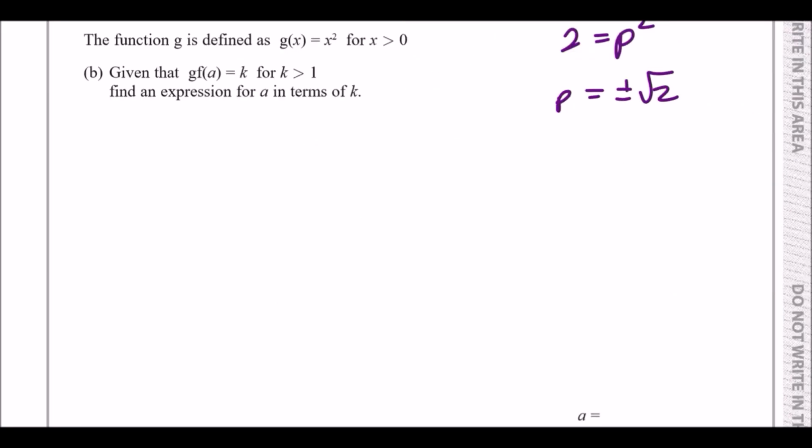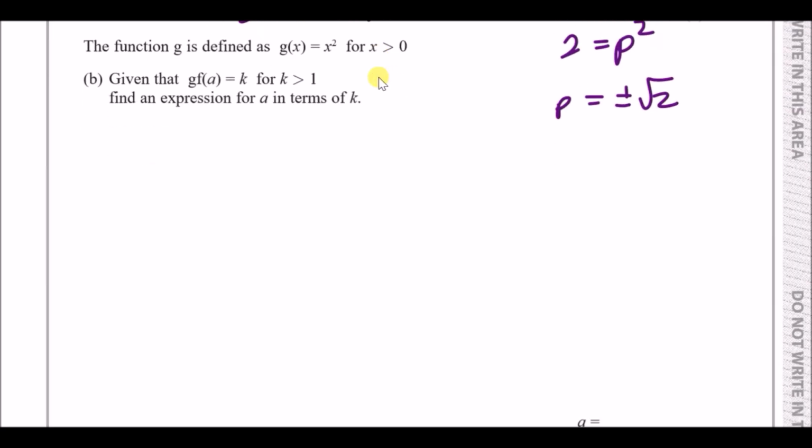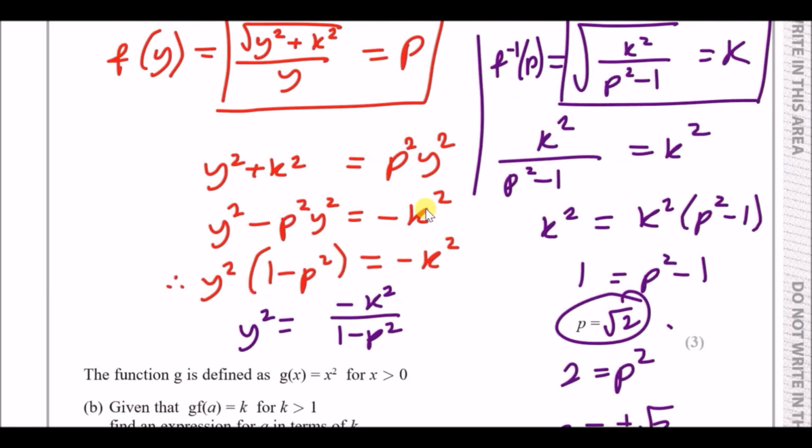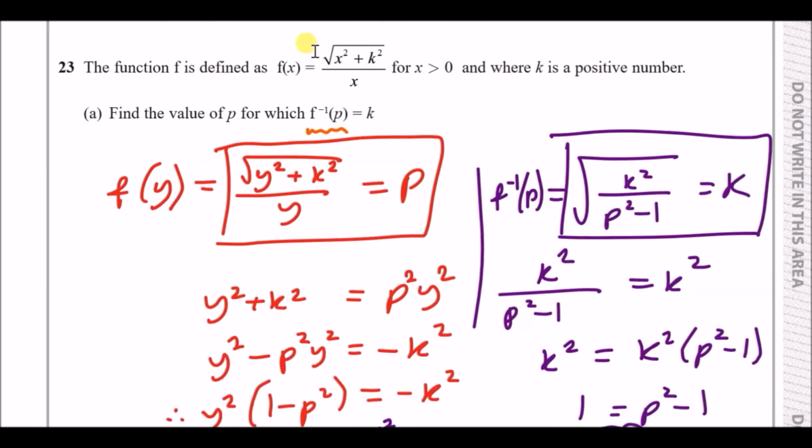Okay, now we're on the final part. So the function g is defined as g of x equals x squared for positive x values. Now, given that g of f of a equals k, in other words, this is the composite function where f enters g, for k greater than 1, find an expression for a in terms of k. Okay, so for this question, this literally tells us that we need to put the function of f inside the g function. In other words, replace x squared with the function squared. So where's the function? So f we know is all of this.